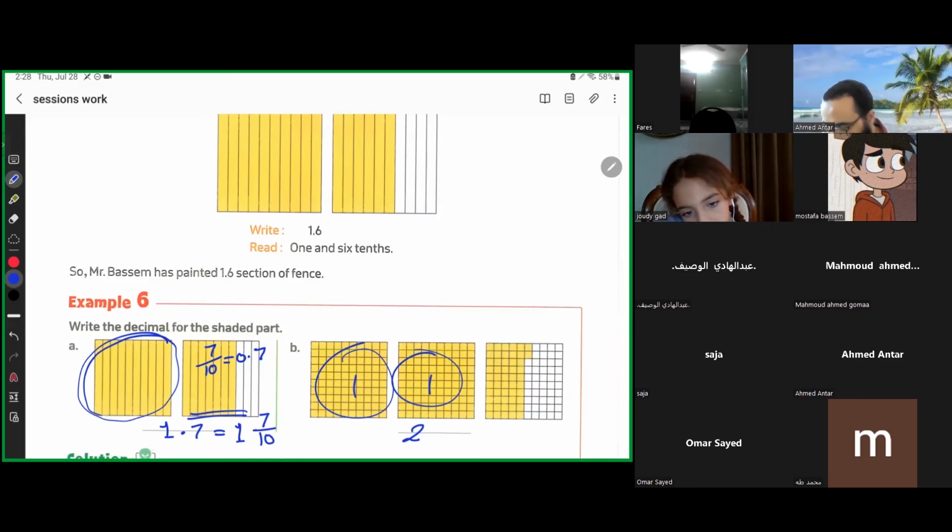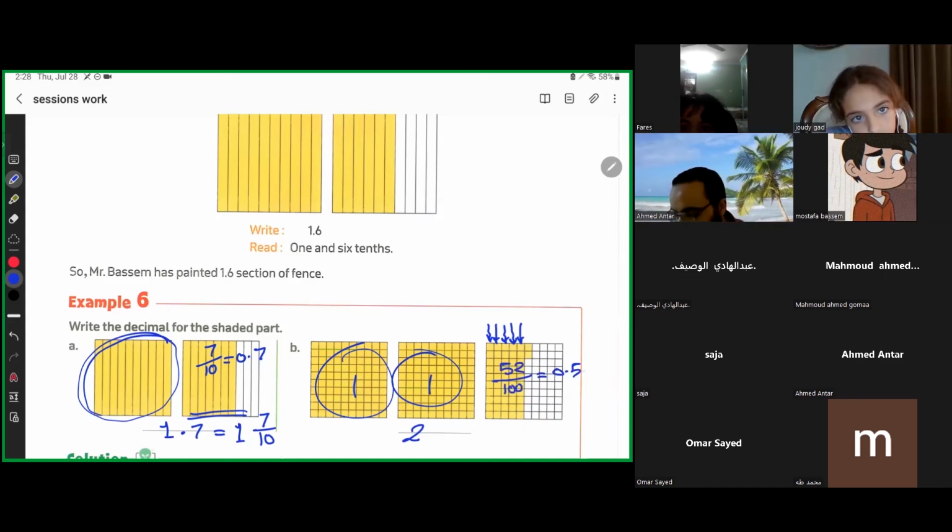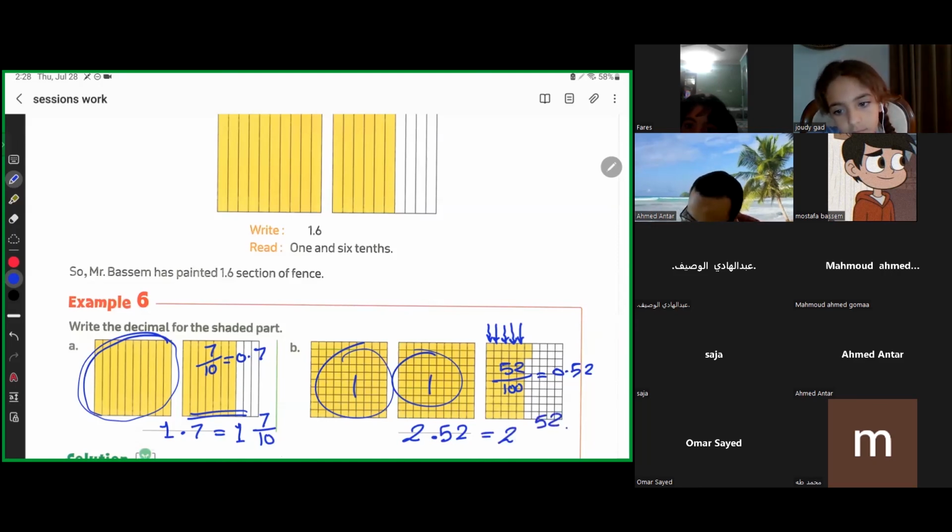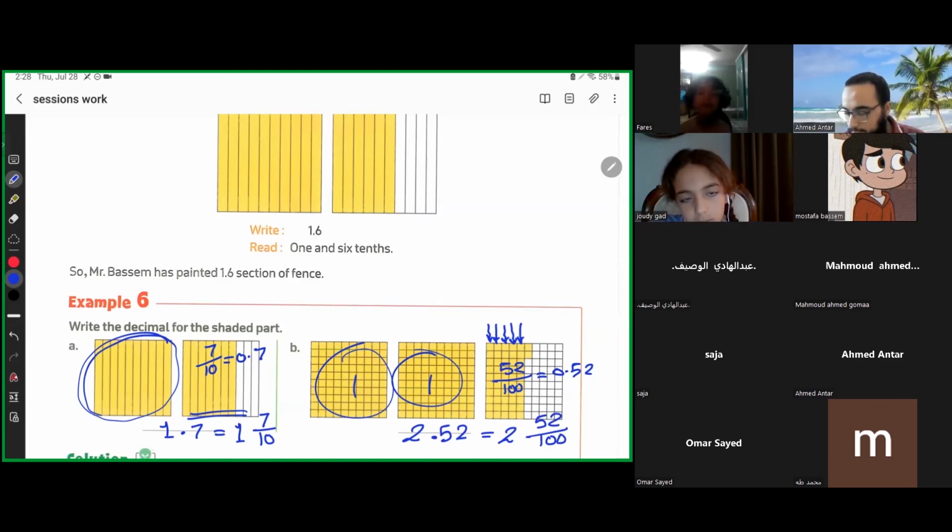So they are what? 20, 30, 40, 50 and what? 52. 52 over 100, which is 0.52. So it's 2.52, or 2 and 52 over 100. Both are correct. By the words, you can tell me it's 2 wholes and 52 hundredths. Here it's 1 whole and 7 tenths, or 1 and 7/10. And 2 and 52 over 100.